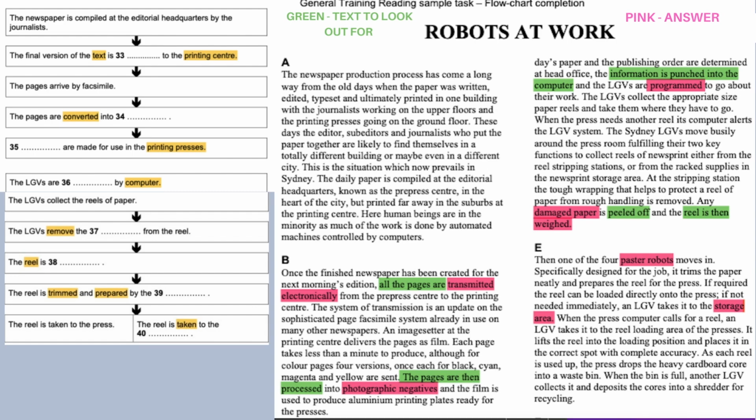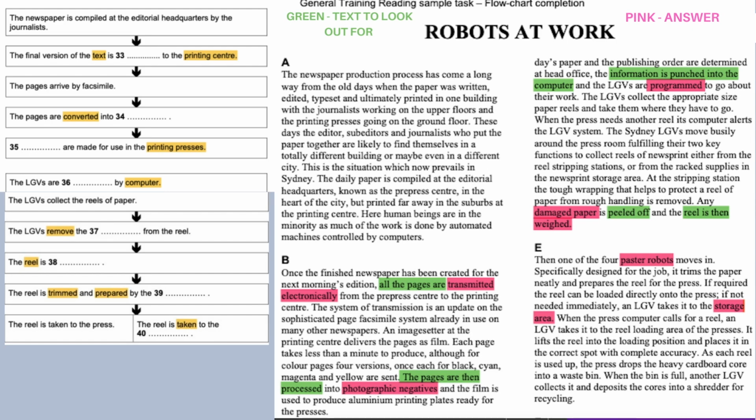So question number 34 can be found in paragraph B. The main keyword in the question was converted to, and in the passage the words the pages are then processed is a synonym for converted to. So that means the answer to number 34 is photographic. So the answer to number 36 could be found in paragraph D. It says that the information is punched into the computer, which represents what the answer would be, programmed. So the answer to number 36 was programmed.